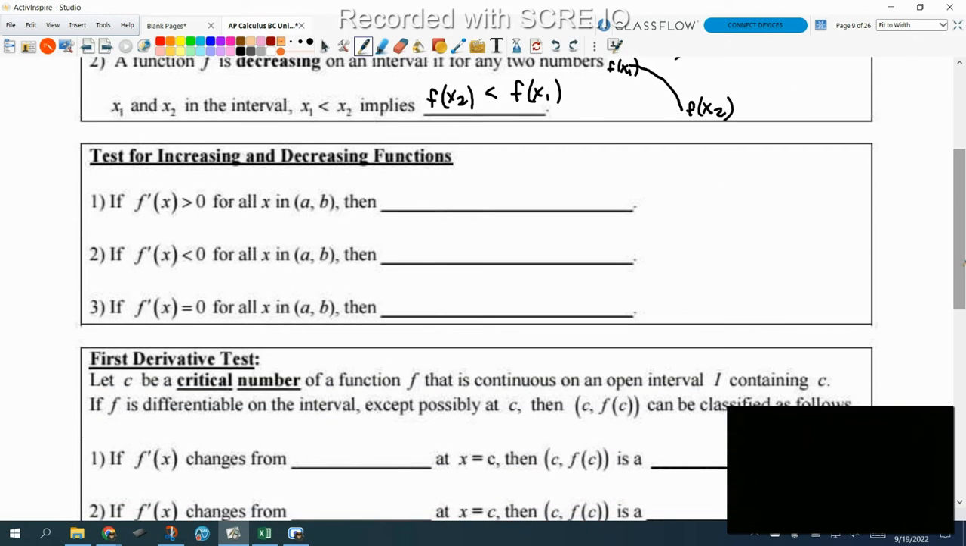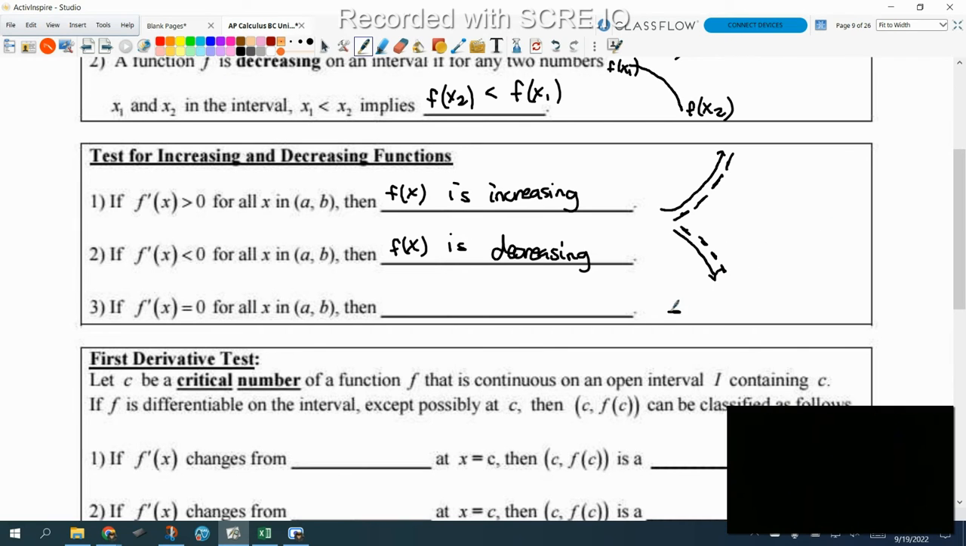All right, so how do you test for that? If f prime is greater than 0, so if f prime is positive, that's positive slopes, then your function is going to be increasing. If f prime is less than 0, so you have a bunch of negative slopes, then f is decreasing. If f prime is equal to 0, a bunch of horizontal slopes, then f is constant.